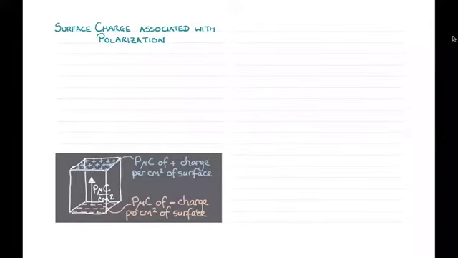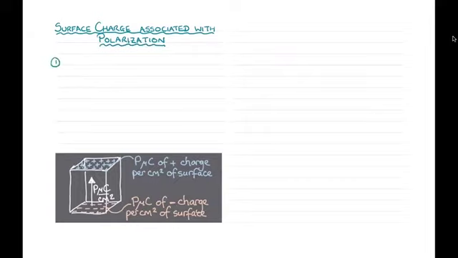In this lecture, we're going to discuss the surface charge that's associated with the polarization. Let's start by reminding ourselves of a couple of concepts that we've seen already.